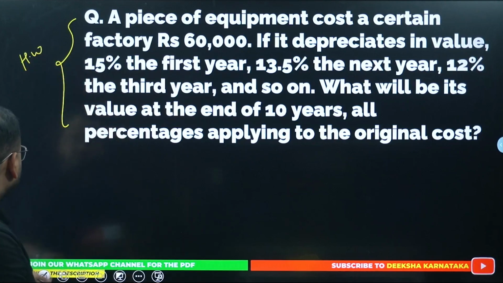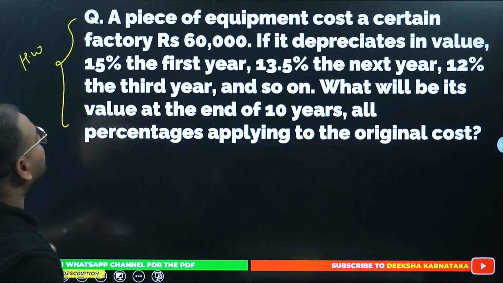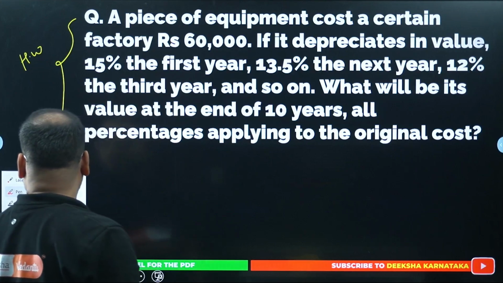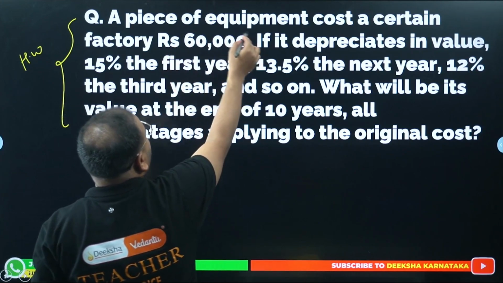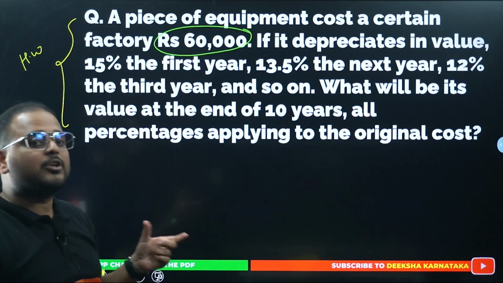Apart from those two, this is your homework question. So what is the statement of the question? A piece of equipment cost a certain factory. So a factory is buying that equipment, and when they buy it, it cost them 60,000 rupees.